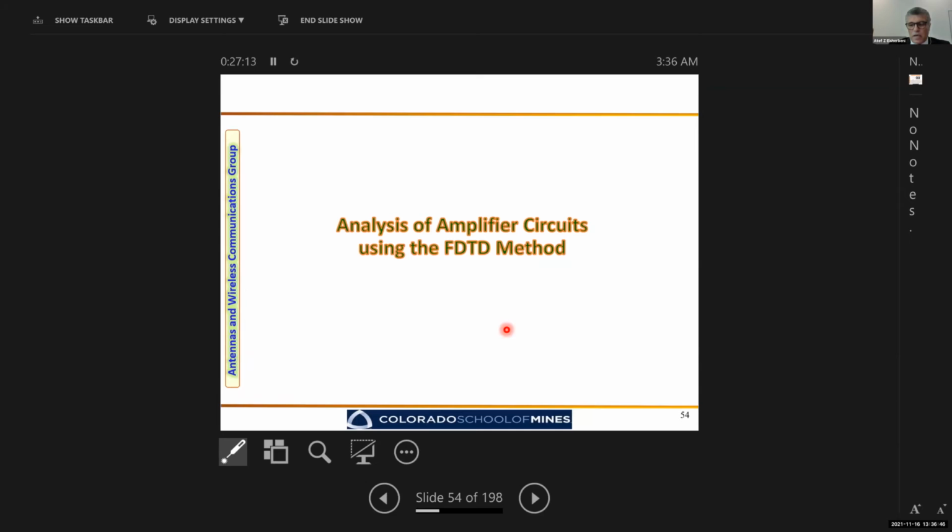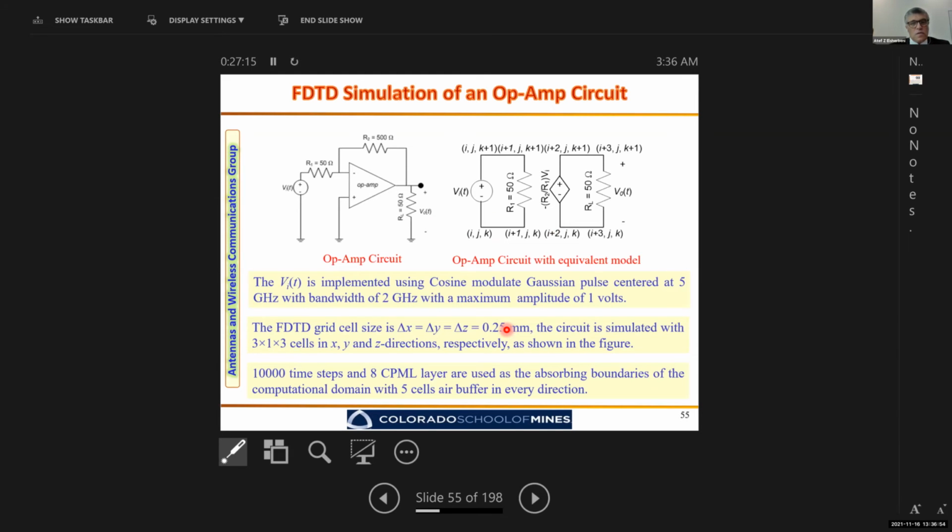Now let's look at much more complicated circuits, an amplifier. Can I put an amplifier in a finite difference time domain code? And the answer is yes, if we can come up with an updating equation for dependent sources. And there are 4 types of dependent sources. You can have voltage controlled voltage source, voltage controlled current source, current controlled current source, and current controlled voltage source.